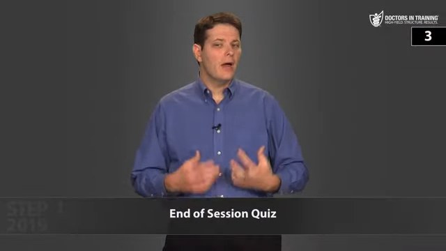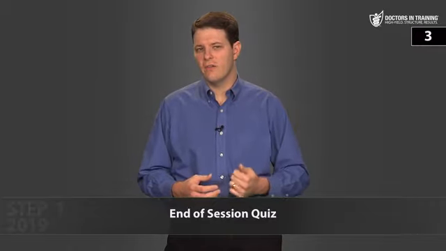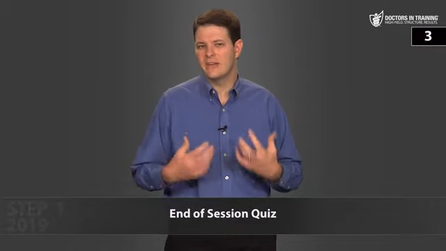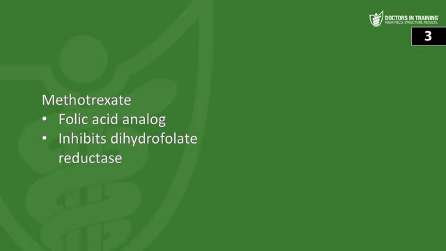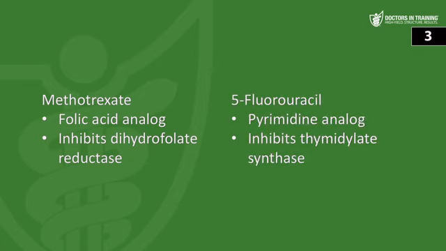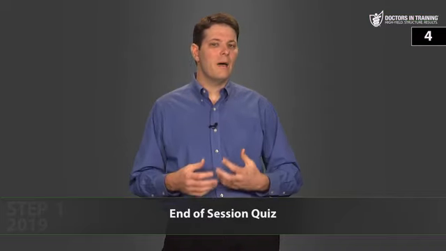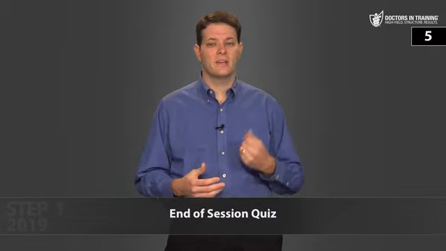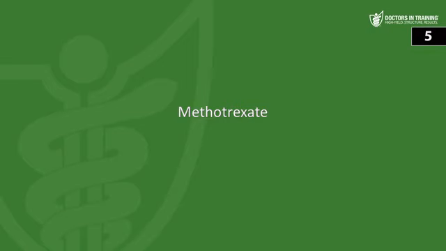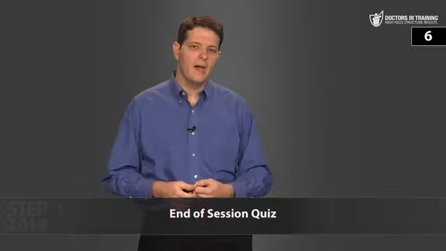So the first question, how does the mechanism of action of methotrexate differ from 5-fluorouracil? So both of these drugs decrease DNA synthesis, but they do it in a slightly different way. Methotrexate is a folic acid analog that inhibits dihydrofolate reductase. 5-FU is a pyrimidine analog that complexes with folic acid, so it inhibits thymidylate synthase. Next, how does the body metabolize 6-mercaptopurine? We said 6-MP is metabolized by the enzyme xanthine oxidase. Next one, which anti-cancer drug is also often used in rheumatoid diseases as well as ectopic pregnancies? Methotrexate.